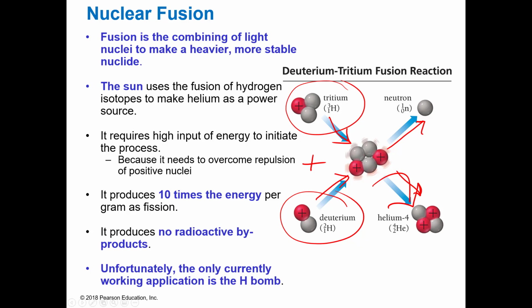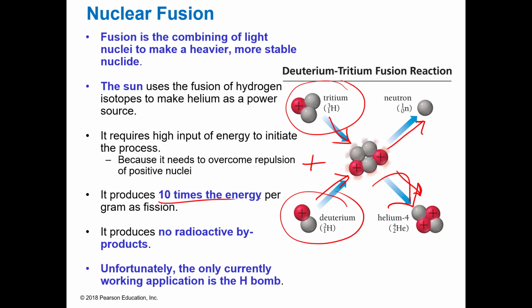All right, so fusion is what happens in the sun. Because you've got lots and lots of hydrogen in the sun, and it's converting hydrogen to helium, and so it's a self-sustaining thing. That's why the sun keeps giving us energy. It has to take a really high amount of energy to start, but once it starts, it's game on. It produces 10 times the energy per gram of fission. There are no radioactive byproducts at all because you just produce a neutron and helium.